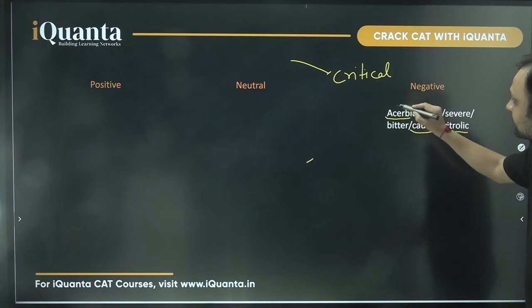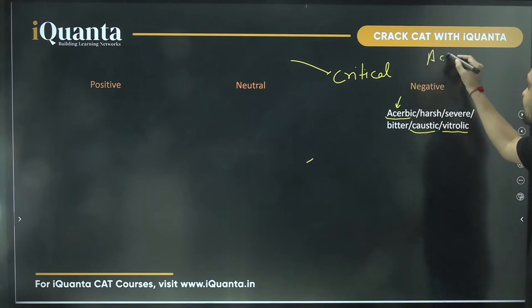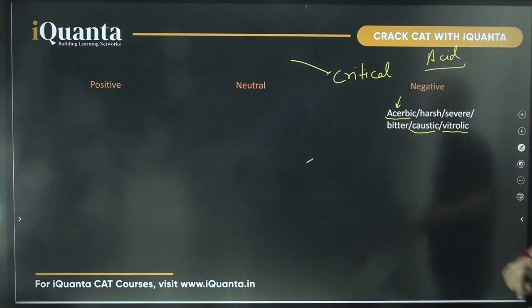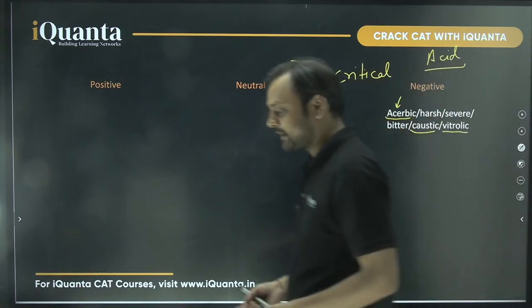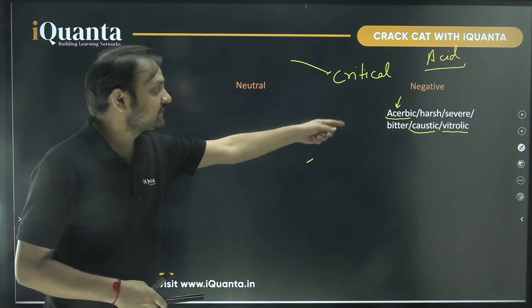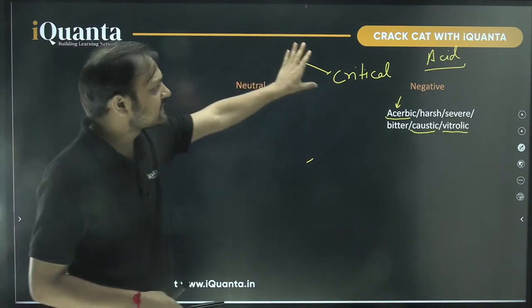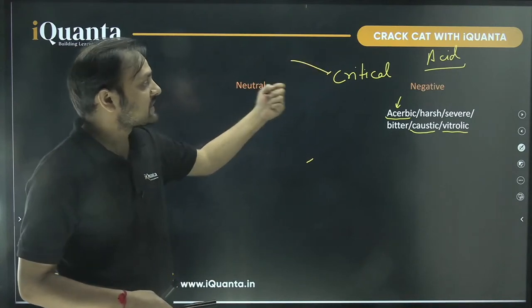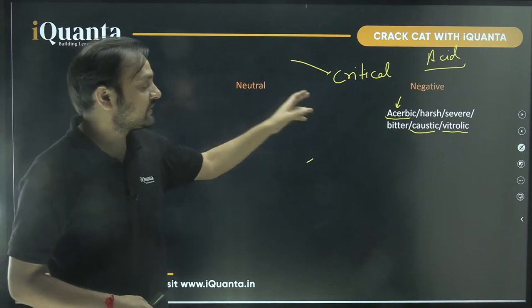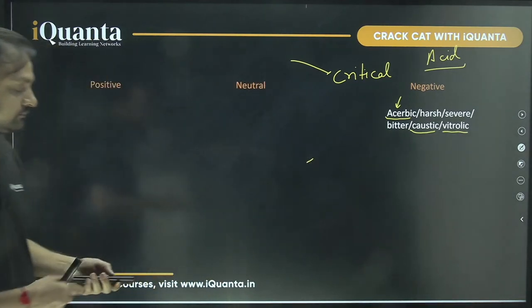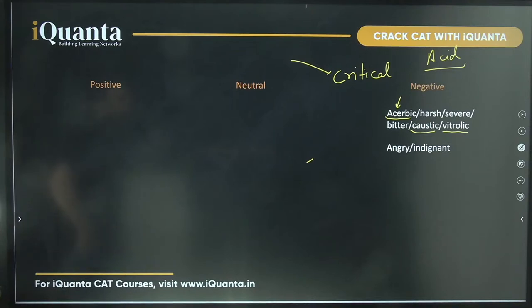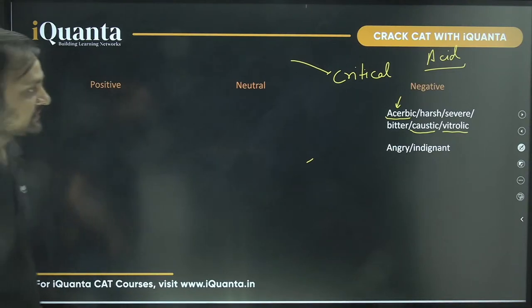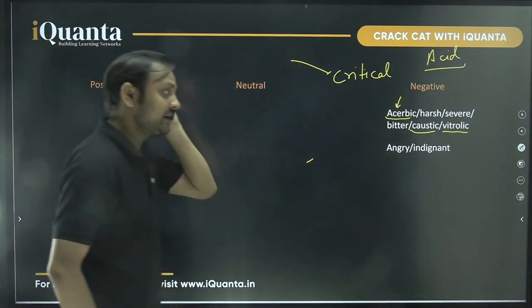And acerbic is like the word which we use in acid. So acerbic is bitterness, extreme bitterness in your way of communication, and it will show in your choice of words. You will be choosing very harsh words to criticize someone, and in that condition you will be acerbic, severe, bitter or vitriolic. So the tone is critical, but severe criticism plus open use of harsh words will indicate these tones. Angry and indignant, both are again synonymous, and this is also a negative tone, angry or indignant.